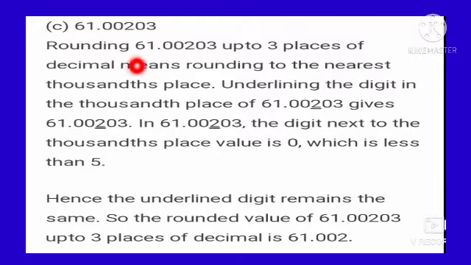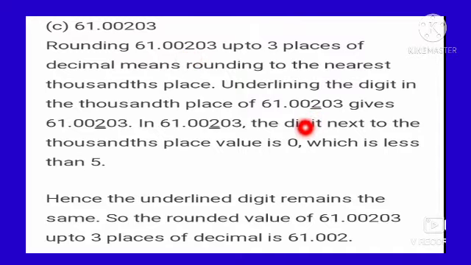So children, here we round to 3 decimal places, which means rounding to the nearest 1000th place. Underline the digit 2. Rounding 61.00203 up to 3 places of decimal means rounding to the nearest 1000th place, so we underline the digit in the 1000th place of the decimal number. Here, which digit is in the 1000th place? It is 2. So underline the digit 2.